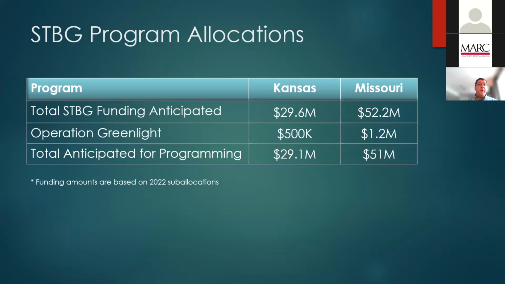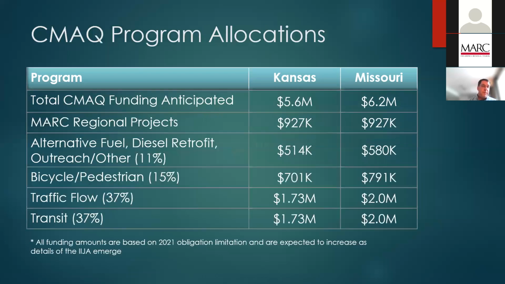That reduces down our programming targets a little bit to just over $29 million in Kansas and $51 million in Missouri. Next slide. For CMAQ, it's a little bit different. Some of you who are familiar with CMAQ here at Mid-America Regional Council know that we break out the funding pot into 4 different buckets, if you will.